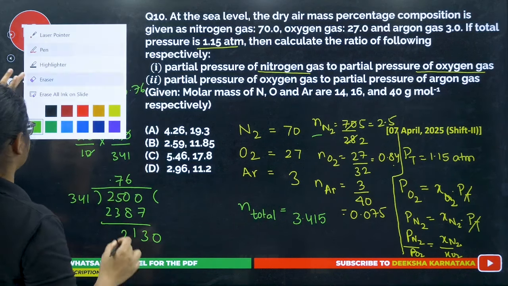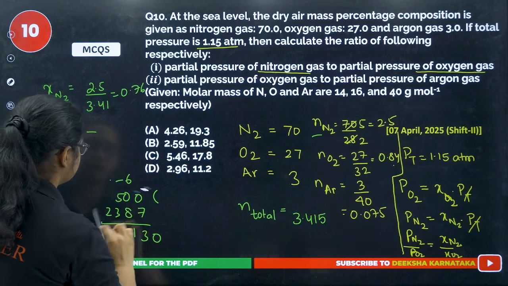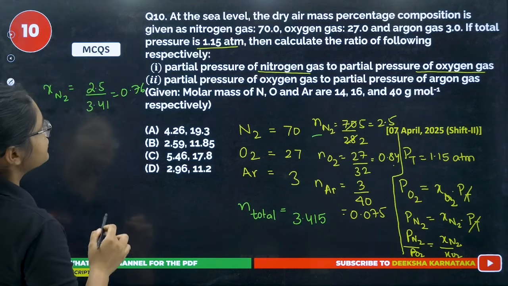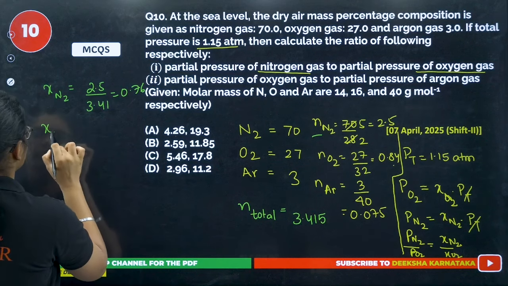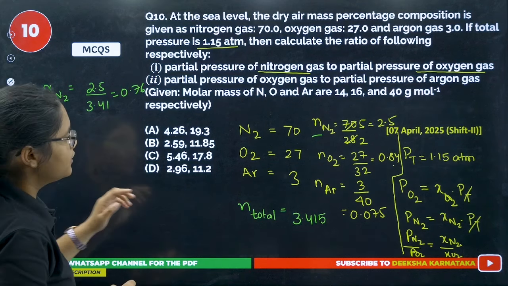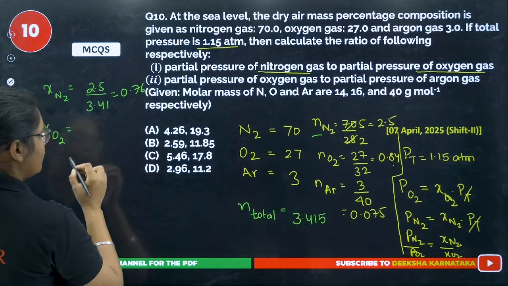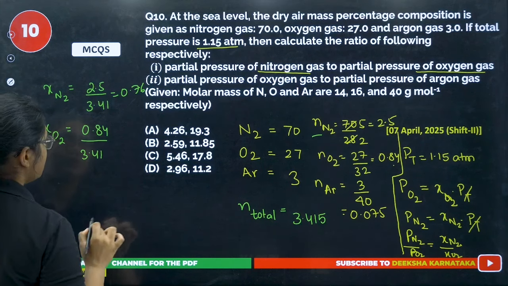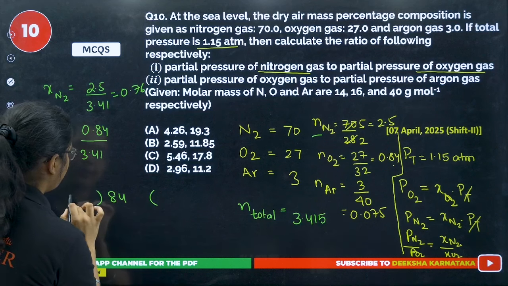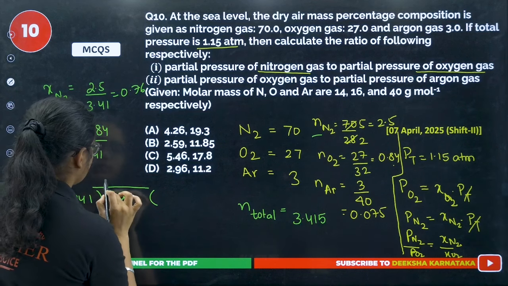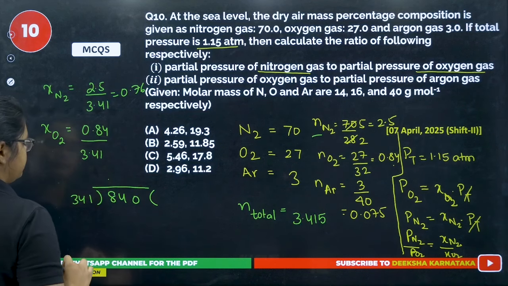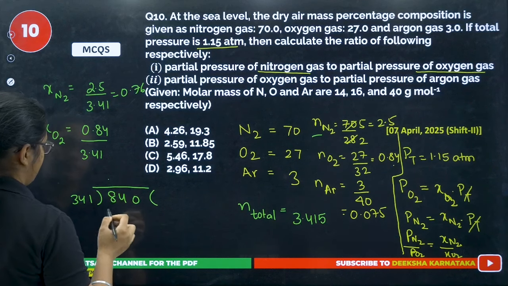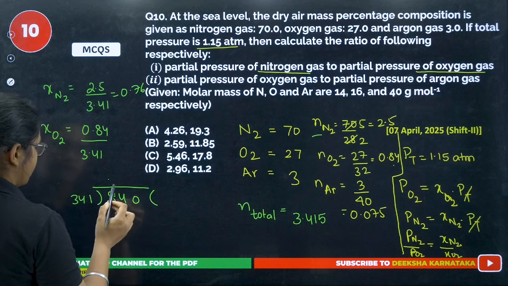Okay. So next what will I calculate? The number of moles of N2. Okay. I'll calculate next the mole fraction of O2. So that is equal to moles 0.84 divided by 3.41. So I have 84 divided by 341. Then I have this one.